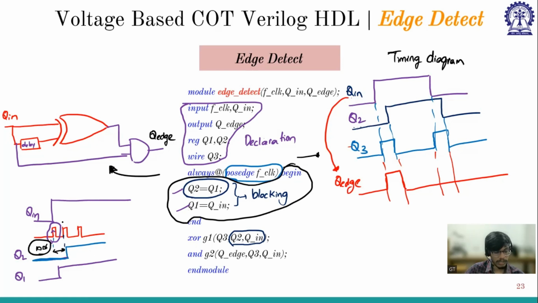Thanks for pointing this out. Sir, what will happen if there is a non-blocking statement here? Then both Q2 and Q1 will be assigned at the same time.